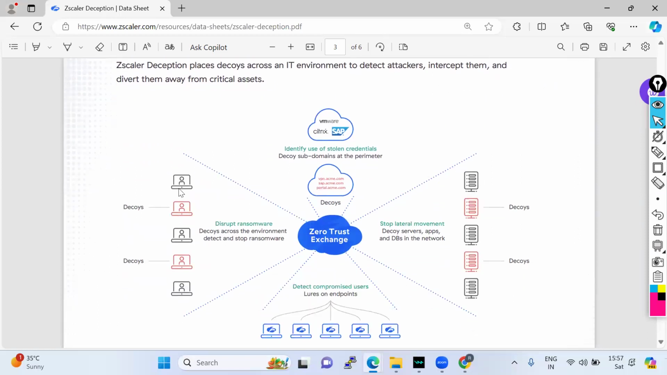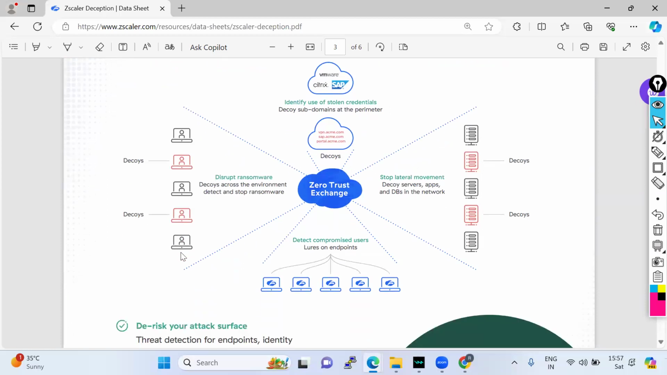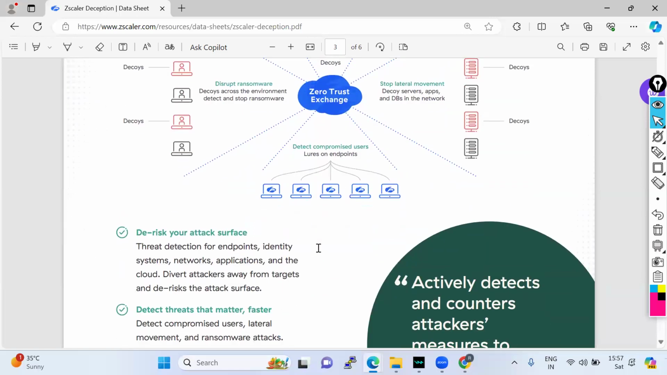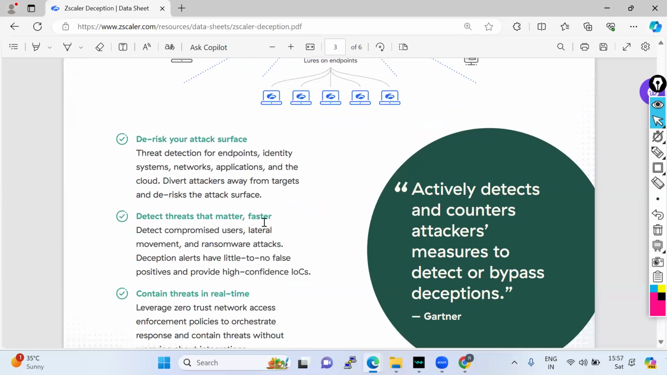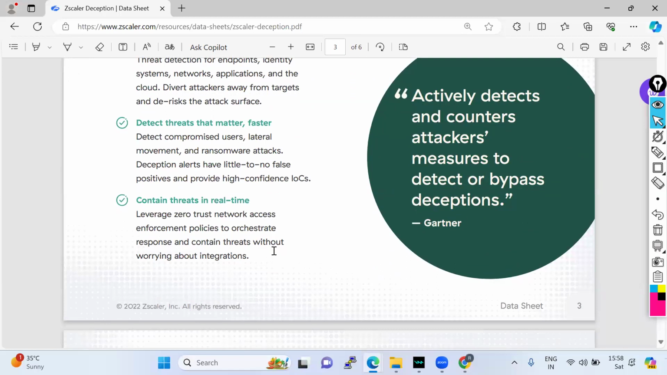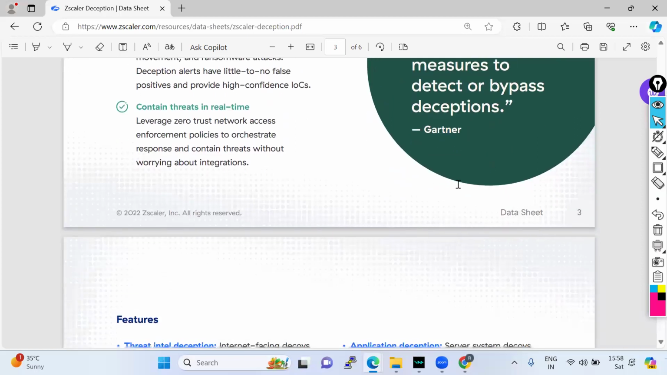See, this is your decoy. Everywhere a decoy is going to be there, right? So you are going to capture, even the servers, the zero trust exchange, anywhere, to disrupt your attack surface and detect threats that matter faster. Decoy is again here. Contain the threat in real time, and actively detect and counter attackers' measures. So this is all about Zscaler deception.